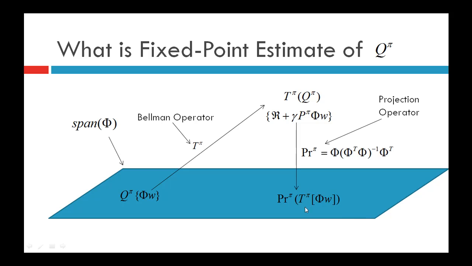And now once this comes onto this hyperplane, it means it is in the span of matrix phi, and therefore there must be a certain linear combination of the columns of the matrix phi such that phi times w is PR pi times T pi Q pi, or T pi phi of w. And therefore the fixed point solution tries to find this weight vector w such that the two vectors are equal. Phi times w is equal to PR pi times T pi of phi w. So this is the overall picture of the fixed point estimate of the state action value function Q pi.